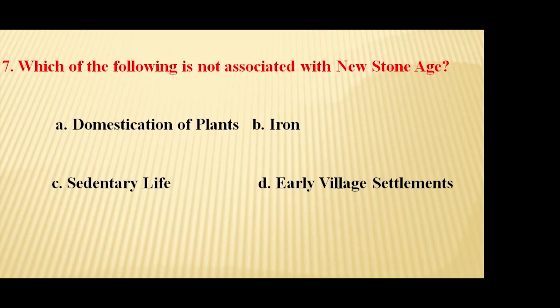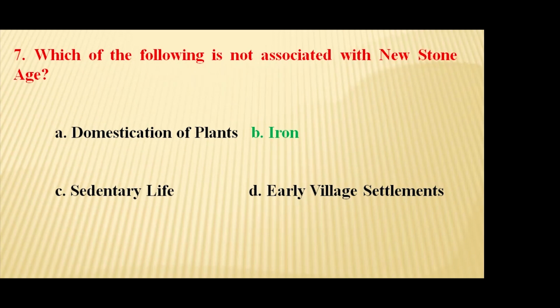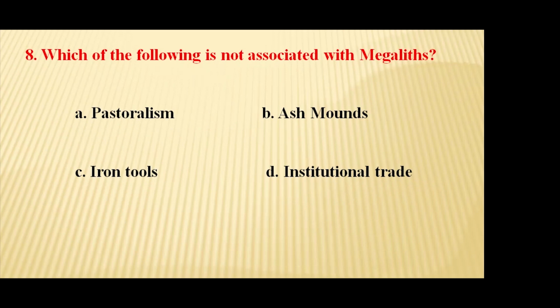Question number 7. Which of the following is not associated with New Stone Age? Option A. Domestication of plants. Option B. Iron. Option C. Sedentary life. Option D. Early village settlements. And the correct answer is option B. Iron.